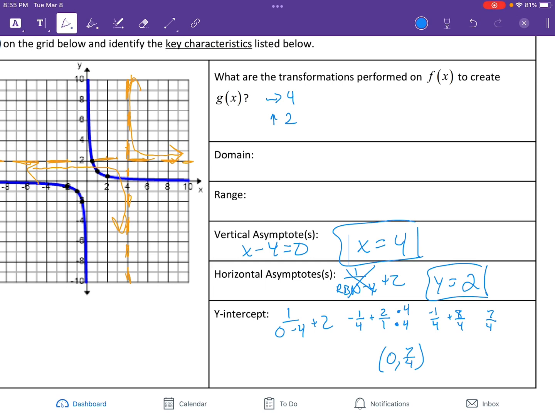Domain is related to the vertical asymptote, so I have negative infinity to 4 and 4 to positive infinity. The range is related to the horizontal asymptote, so I have negative infinity to 2 and 2 to positive infinity. There we go.